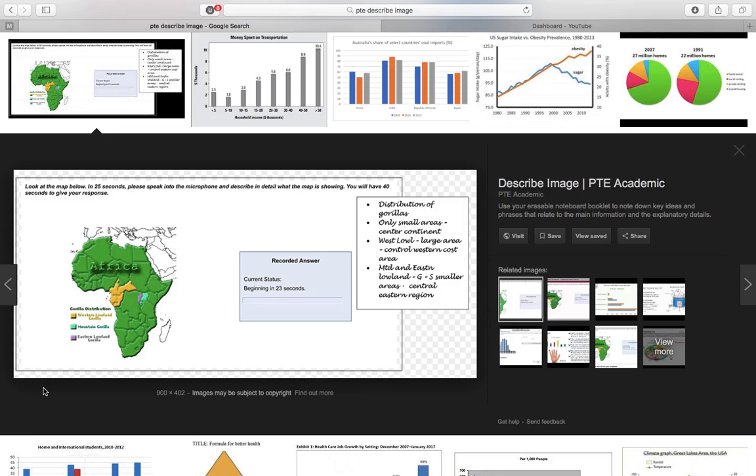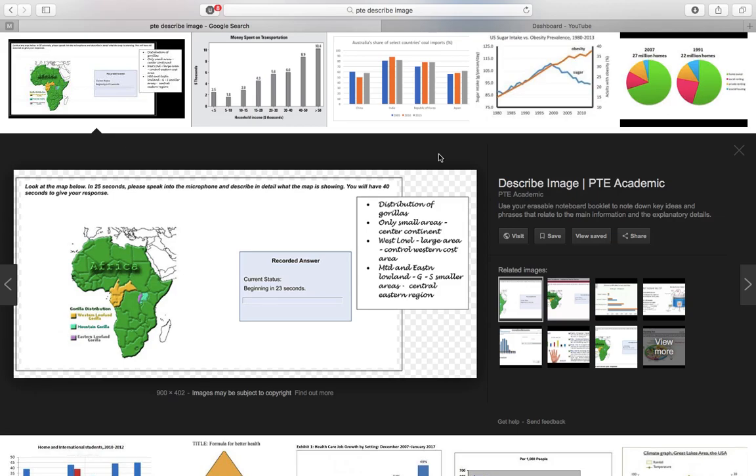In this case, you can say something like this map of Africa is completely green in color, in which the middle part shows the western lowland gorilla distribution in yellow color. From the middle, on the west hand side, very close to the middle as well, you can see a small percentage of mountain gorilla and eastern lowland gorilla population.